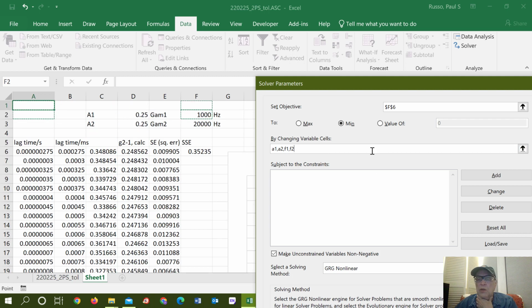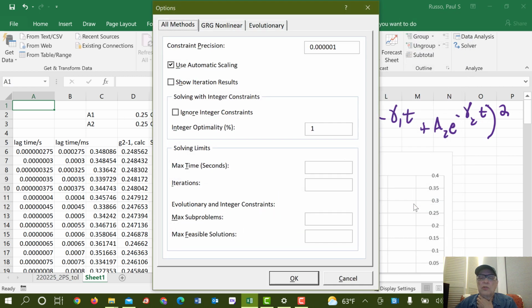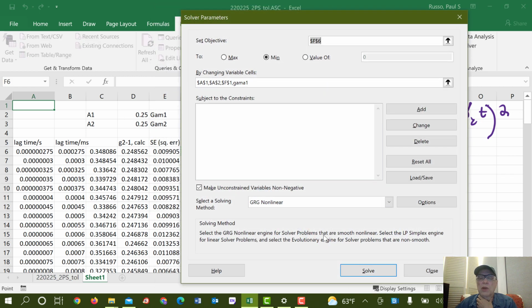And then you get some choices down here, and in principle you can study what they all do. GRG nonlinear, we'll try that one, I think. There's some options you could choose. I don't usually start by playing around with those much, maybe later. Let's see, it seems like it understands. Now, A1, A2, F1, F2, gamma 1.